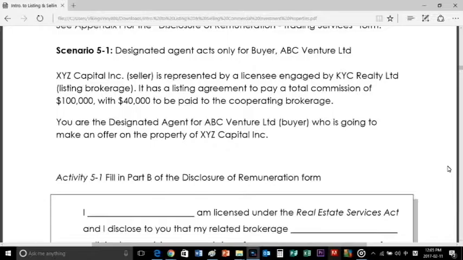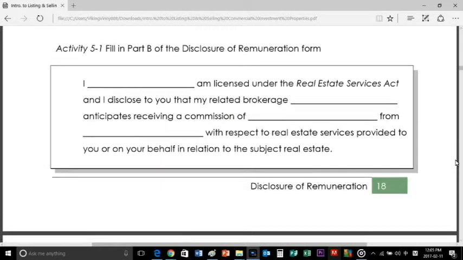Activity 5-1, fill in Part B of the disclosure of remuneration form. I, put your name, am licensed under the Real Estate Services Act, and I disclose to you that my related brokerage, put in the name, anticipates receiving a commission of, put the money there, from, put the name there, with respect to real estate services provided to you or on your behalf in relation to the subject real estate.